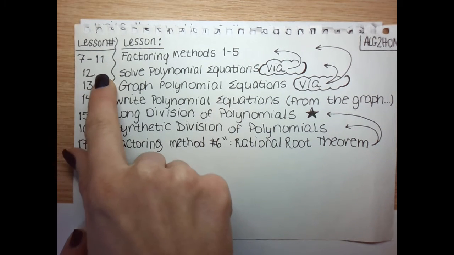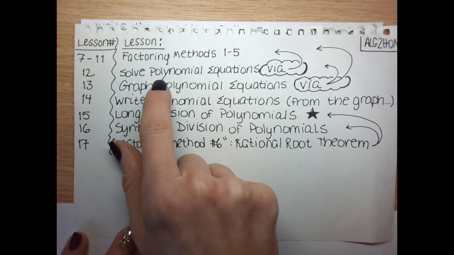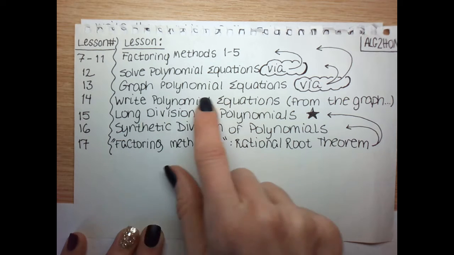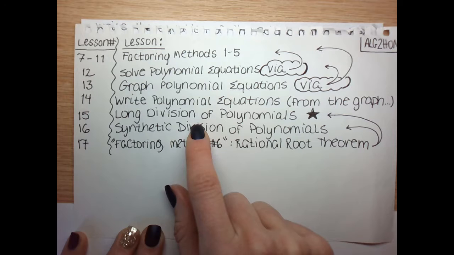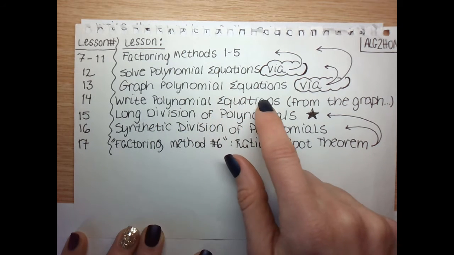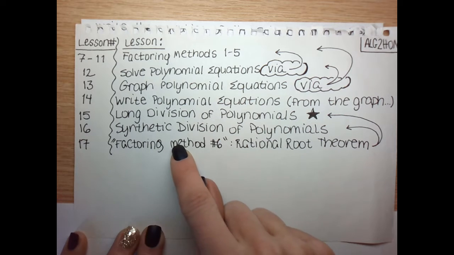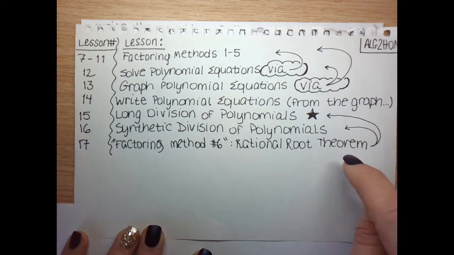We did, in lessons 7 through 11, factoring methods 1 through 5. We solved polynomial equations. We graphed polynomial equations. We wrote polynomial equations from a graph. And now, this is where we left off. Now what we're doing is we're trying to get ourselves to this, factoring method number 6, rational root theorem.